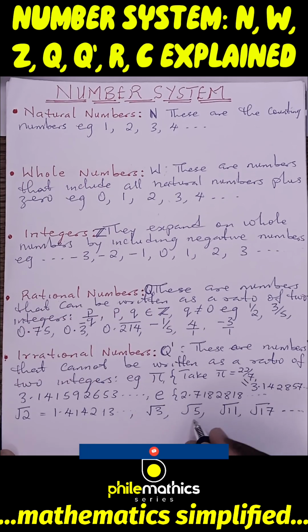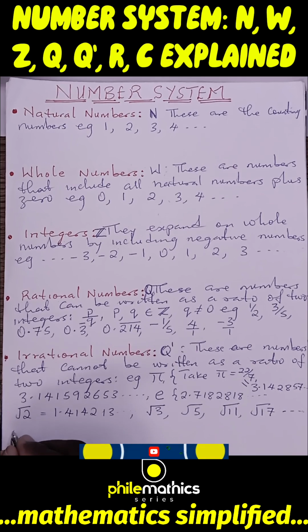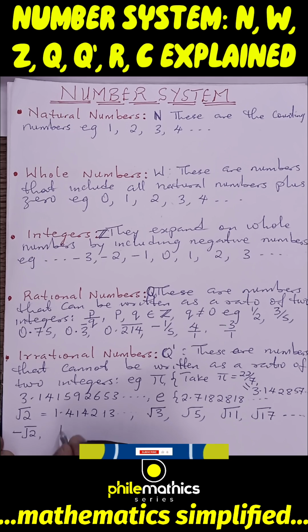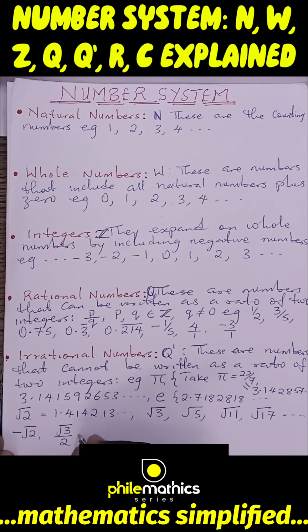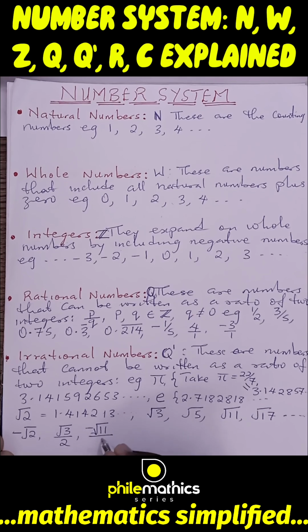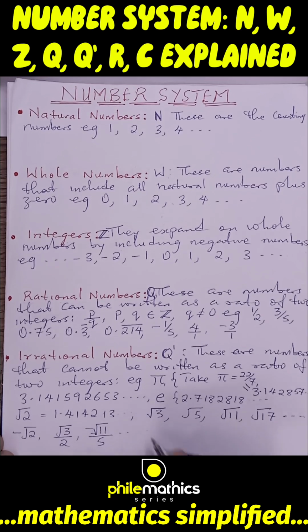Of course, you can also find negative irrational numbers like minus root 2. Root 3 over 2 is also an irrational number because this is not a ratio of two integers. Minus root 11 over 5. These are all irrational numbers.